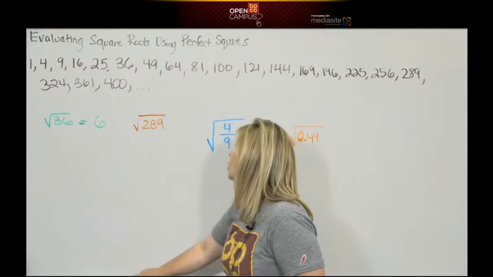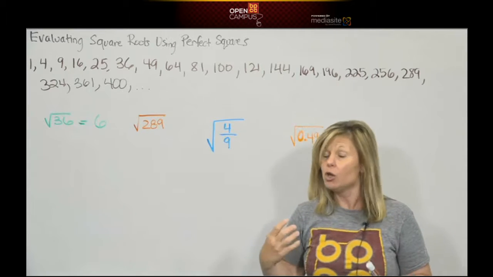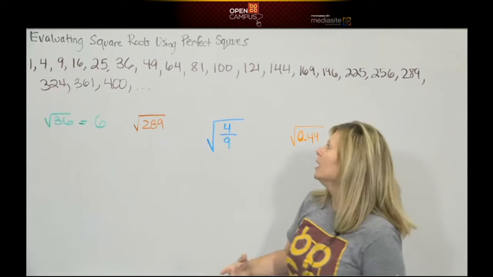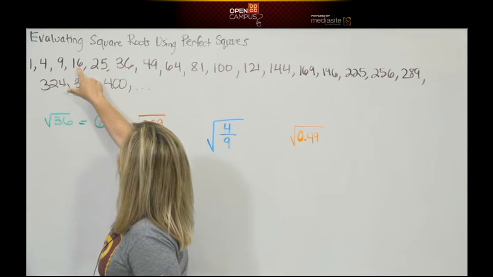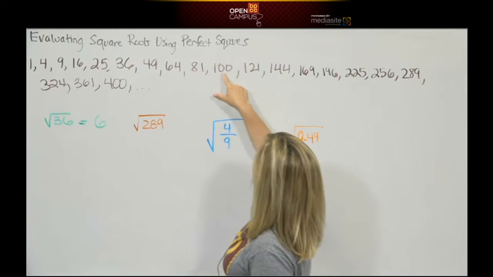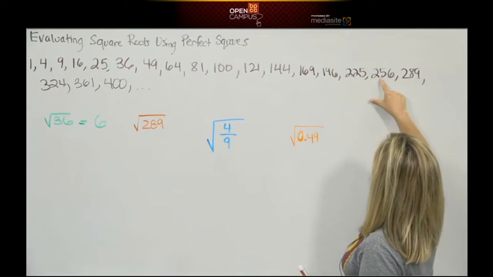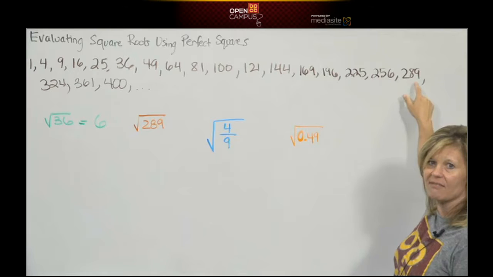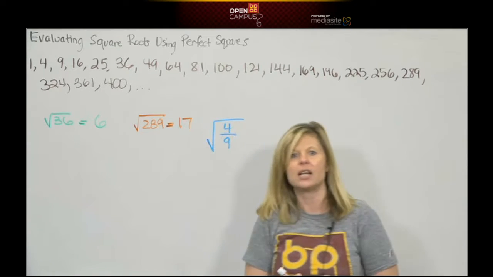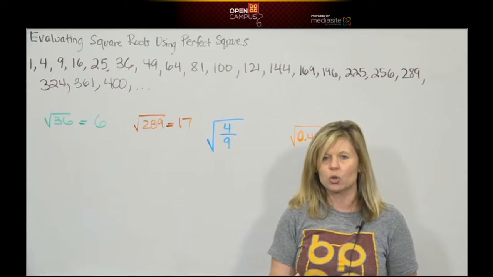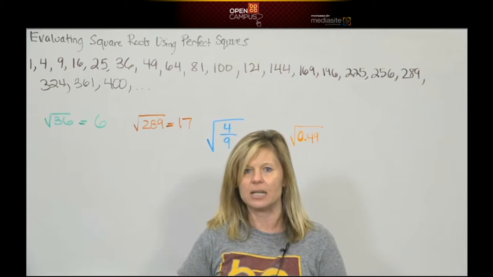Now, when I get to the square root of 289, you need to know that is a perfect square. If you're not exactly sure, count. 1, 2, 3, 4, 5, 6, 7, 8, 9, 10, 11, 12, 13, 14, 15, 16, 17. That's in the 17th position. That means 17 times 17 is 289. So the square root of 289 is 17.